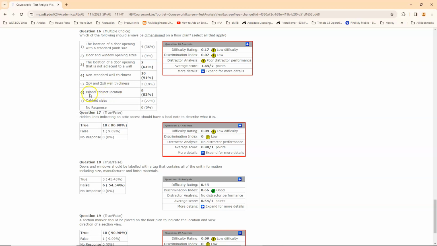And then number 6, an island cabinet location. We need to know how far away from the rest of the cabinets that island is, which is just floating out on the floor randomly, until we give it a dimension and tell the contractor exactly where we want it.